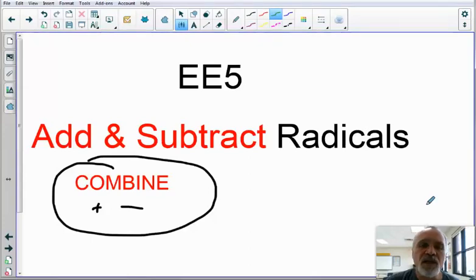Welcome back, everyone. In the last video, we learned how to combine radicals that were the same, combine like terms. And I told you that sometimes they don't look the same. That's a little bit more difficult, but with our old friend prime factorization, I believe that we can make that happen. So let's go ahead and do that.